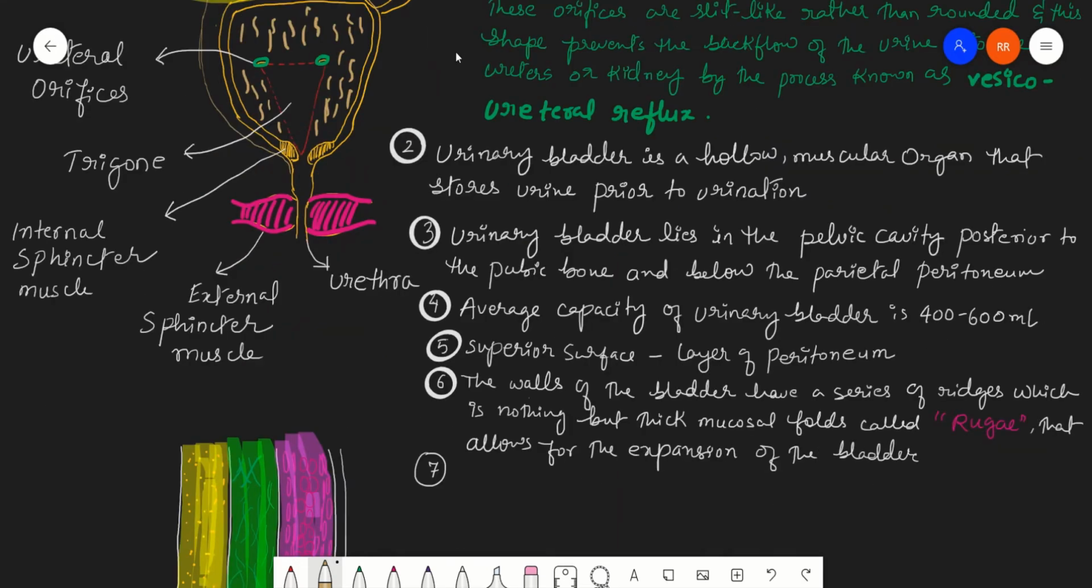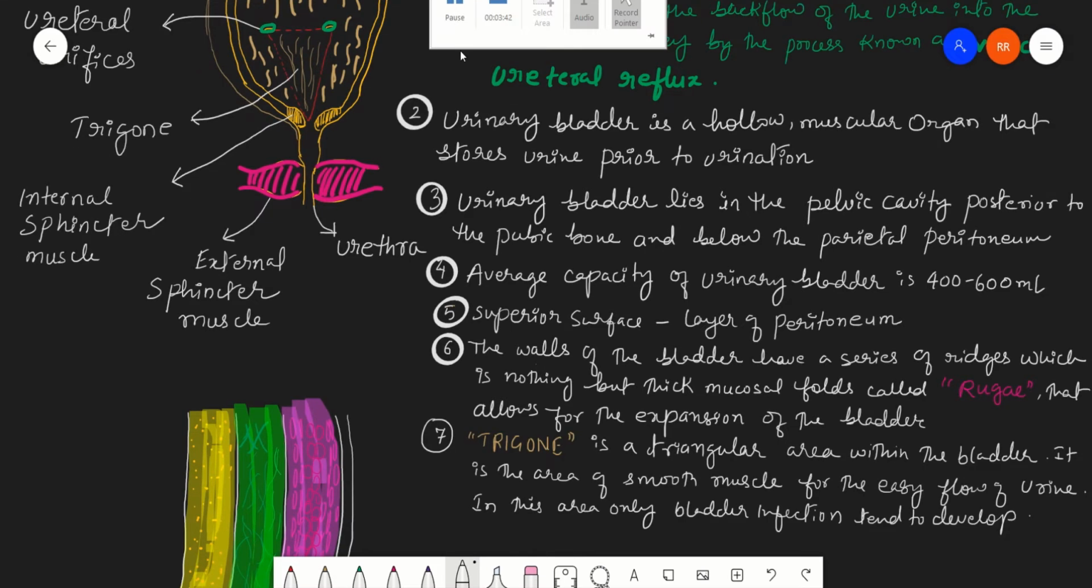And this triangular region bounded by this red color, where rugae are not present, is known as the trigone. It allows the smooth travelling of the urine from the urinary bladder into the urethra. And in this trigone area only, urinary infections generally tend to develop.